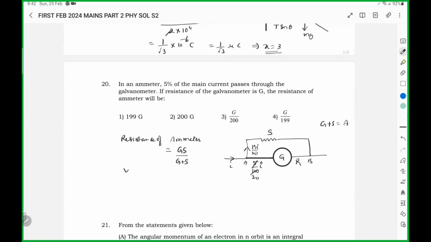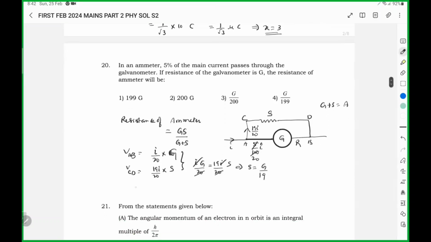So the potential difference across AB will be I by 20 into the galvanometer resistance. Potential difference across the shunt, into its resistance. Let us say the galvanometer resistance is G. So these are parallel. I by 20 into G is 19 by 20 I into S. So here S will be G by 19. Now the resistance of the ammeter is G by 19 into G over G plus G by 19, into 19 by 20G, which is G by 20. That is the answer. So it seems the answer is not there. Let us convert it.